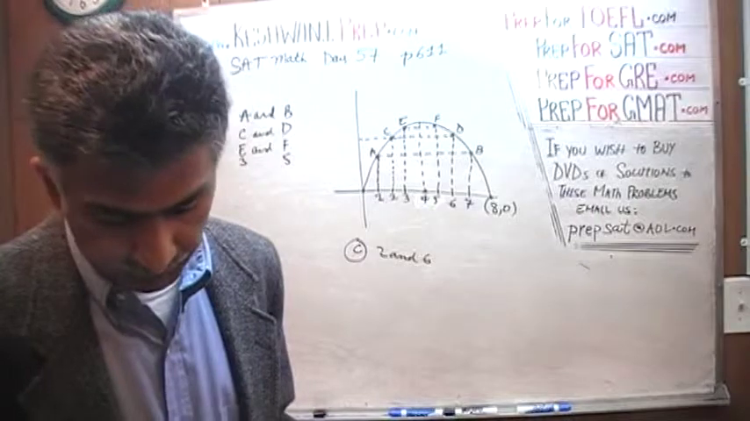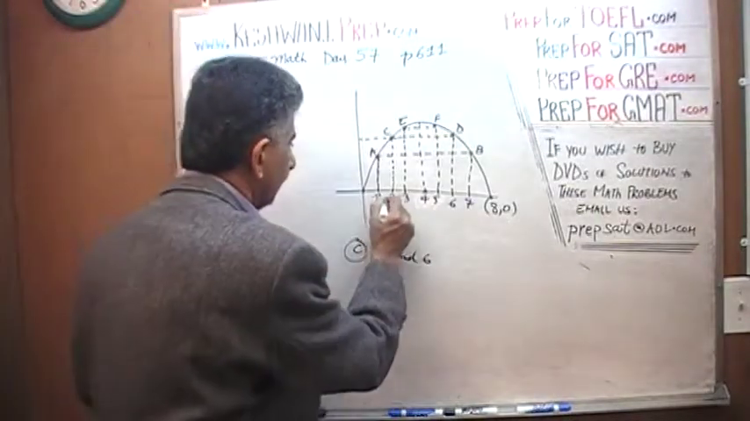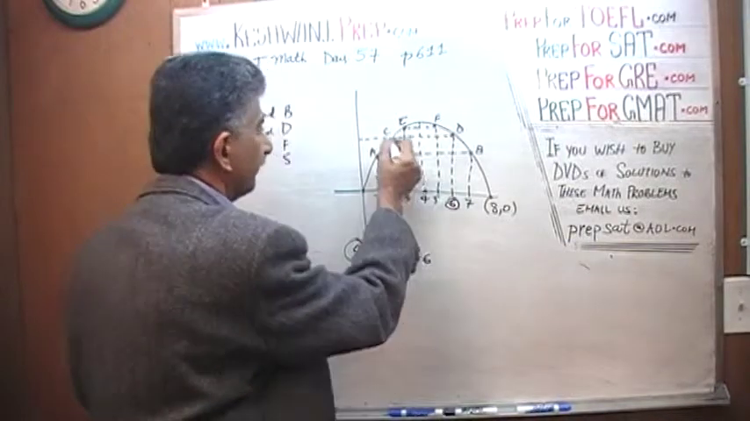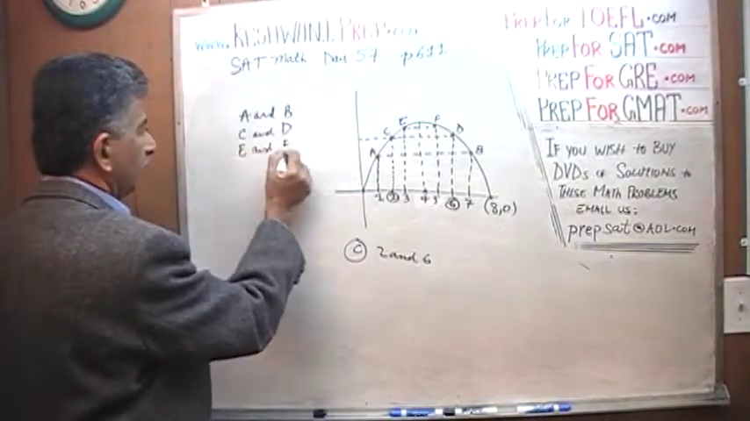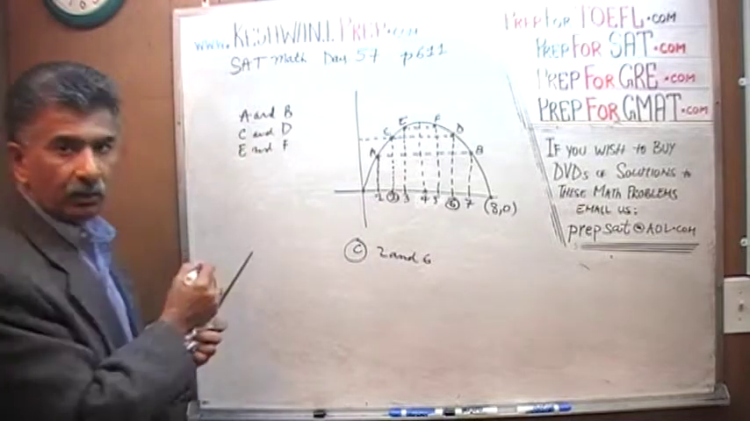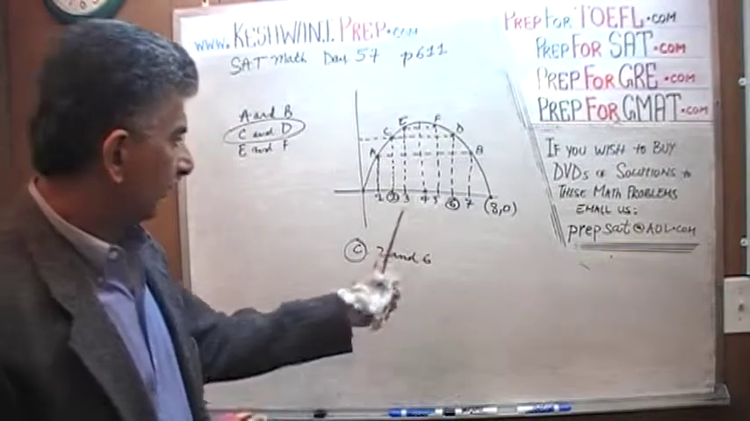And that was the end of that. The answer is C, at 2 and 6. At 2 and 6, at point C and D, the correct answer. The 3 answers that are listed here are all correct. The one that appears in the answer choice is 2 and 6.